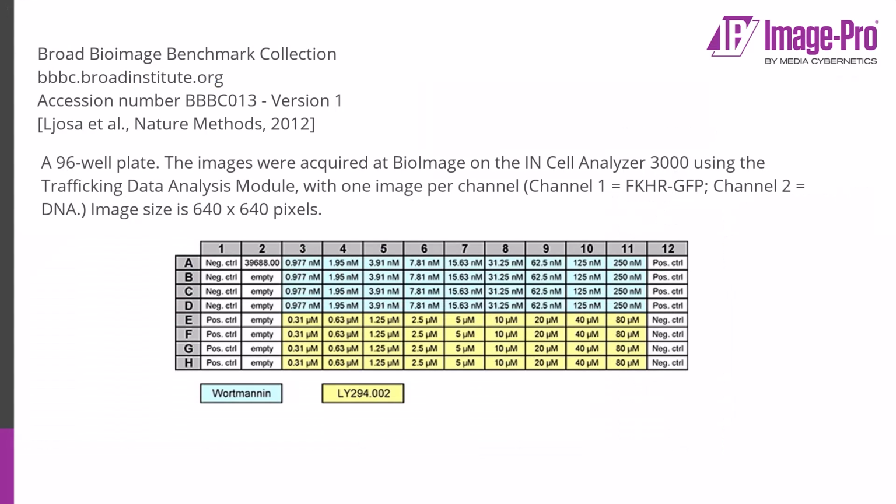The next scenario I'd like to discuss is another data set downloaded from the broad bioimage benchmark collection, in this case with accession number BBBC13. Now in this case it's a 96 well plate, but with only 1 field per well and 2 channels per field, channel 1 being GFP and channel 2 being DAPI.